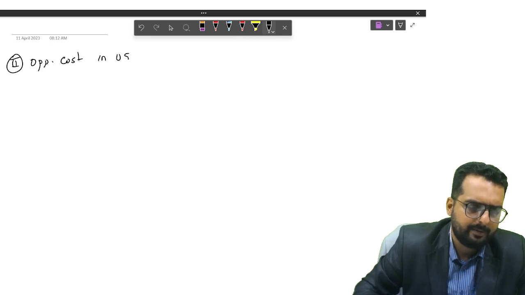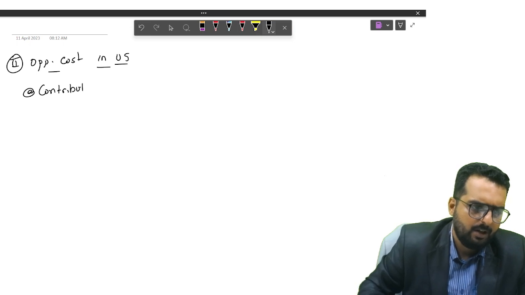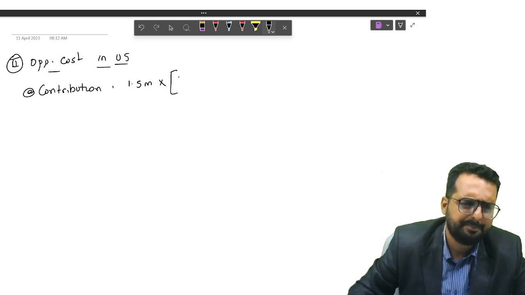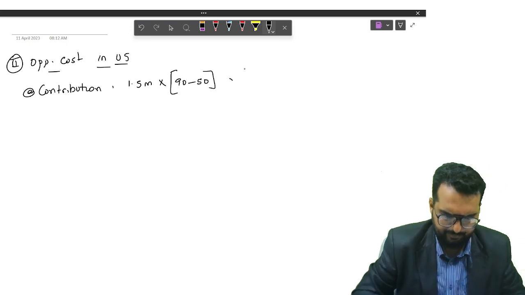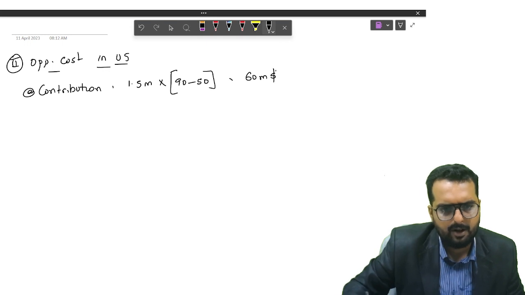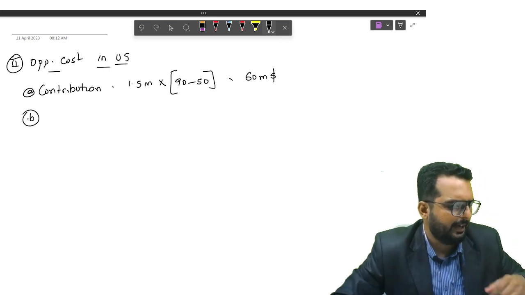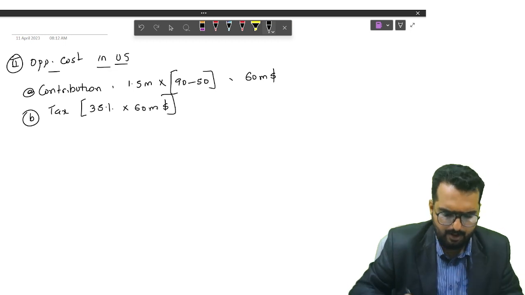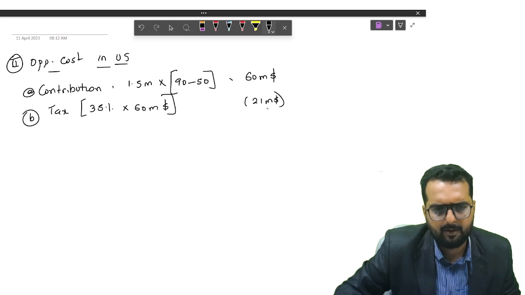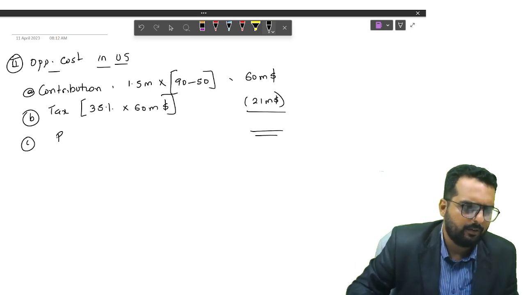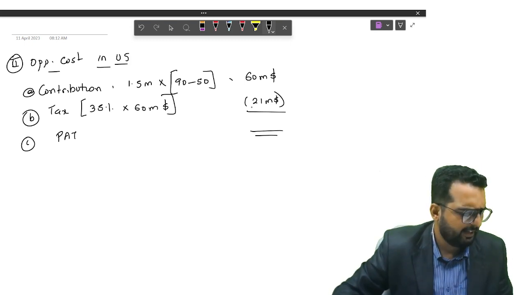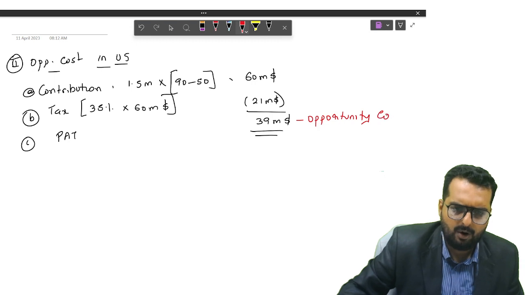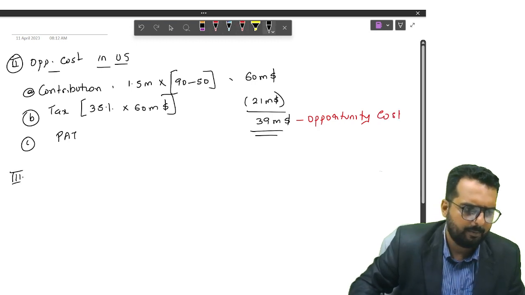Opportunity cost in US. There I'll write down point number A. How much is the contribution that we found out? 1.5 million into how many? What was the sale value there? 90 minus 50. Do you get the answer as $60 million as the amount? Am I right? Correct. On this, what will happen? I'll be getting a tax. We are assuming the tax rate is going to be the same. So once I reduce this, what will be my profit after tax over there? I think I'll get the number as $39 million. Now this $39 million will become my opportunity cost.